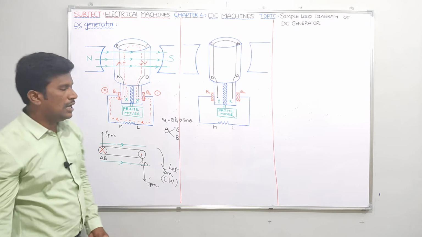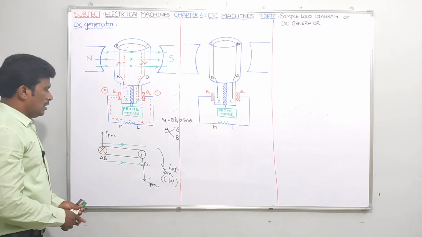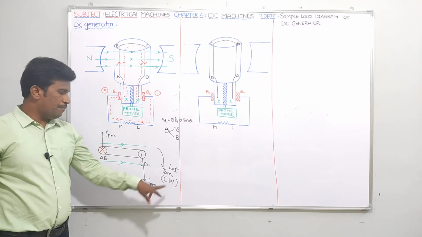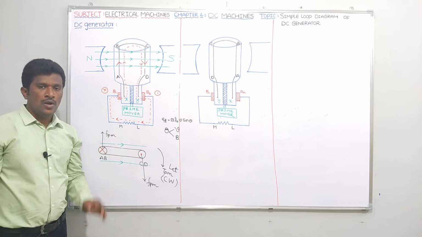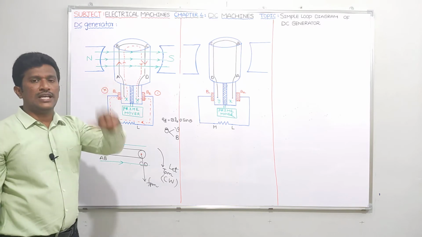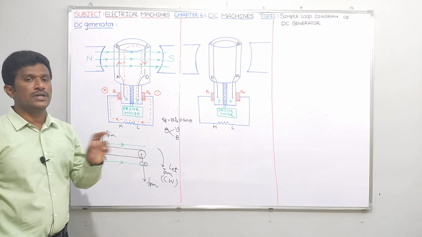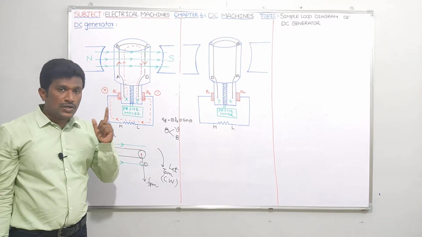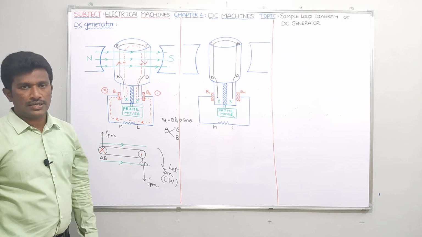Before that, let me ask one simple question here. See, in a generator, what is the input torque, the prime mover torque? One thing you should know is that in a generator, motor action will take place. Because of motor action, you will get what? You will get electromagnetic torque.